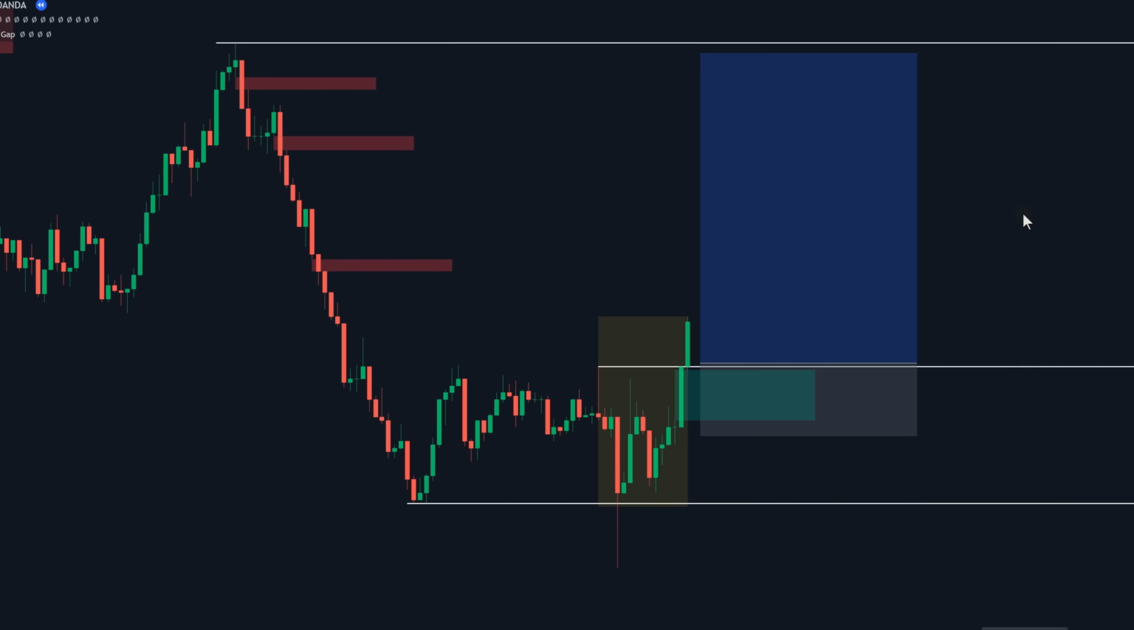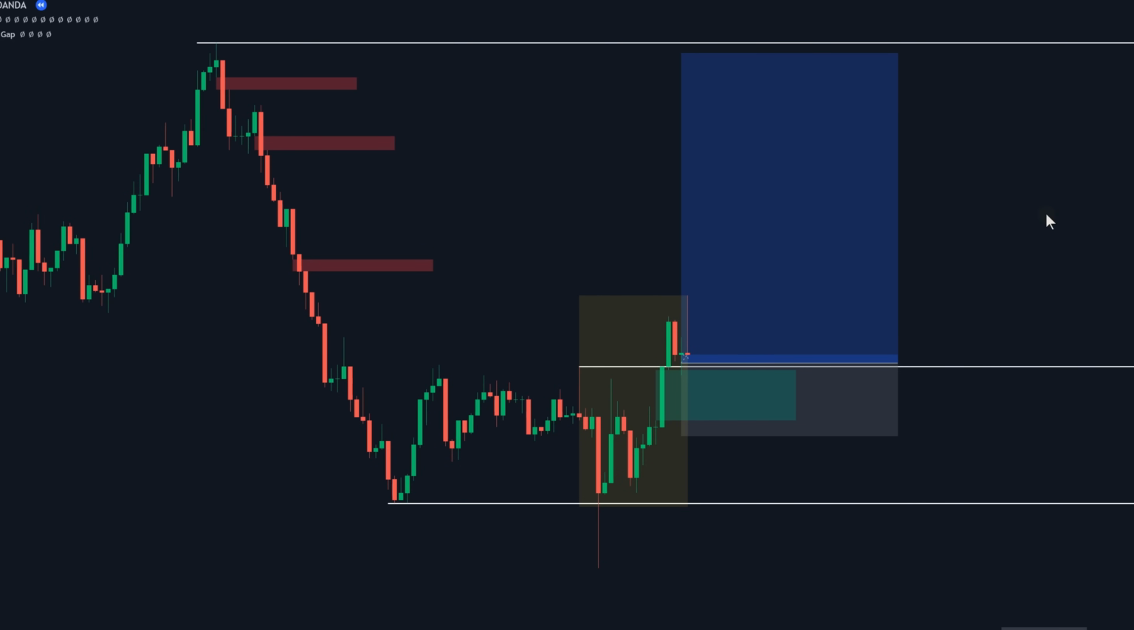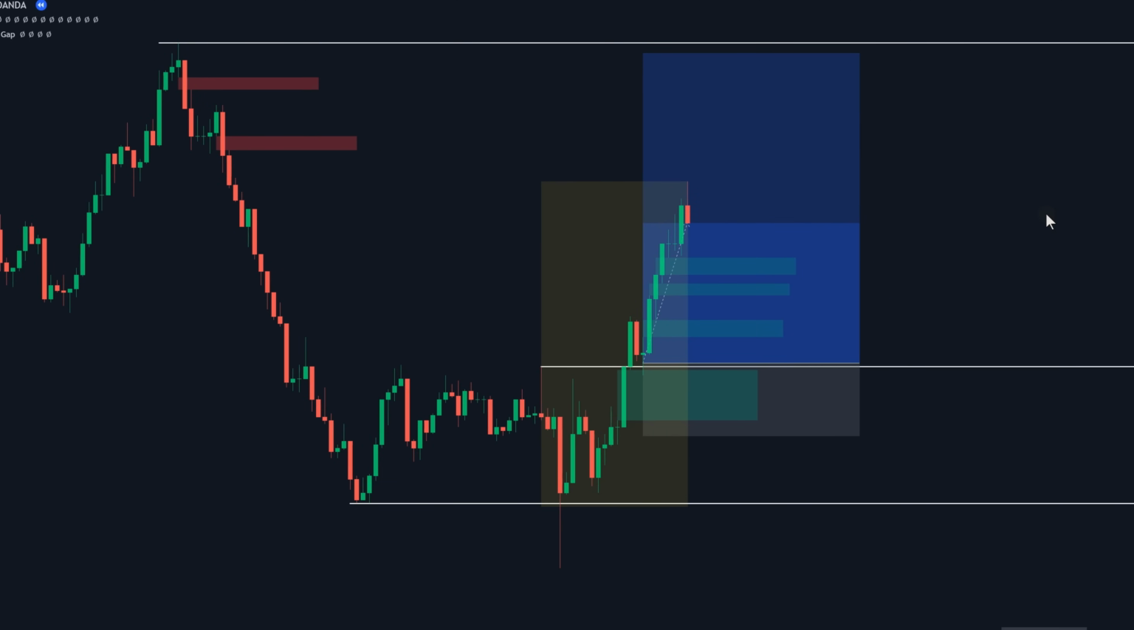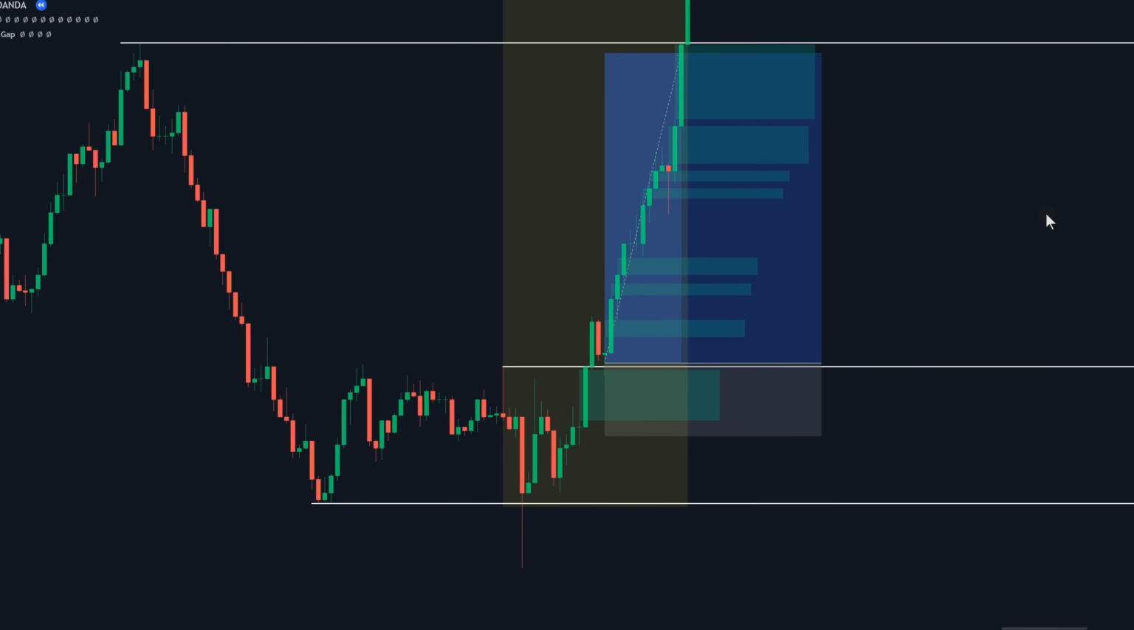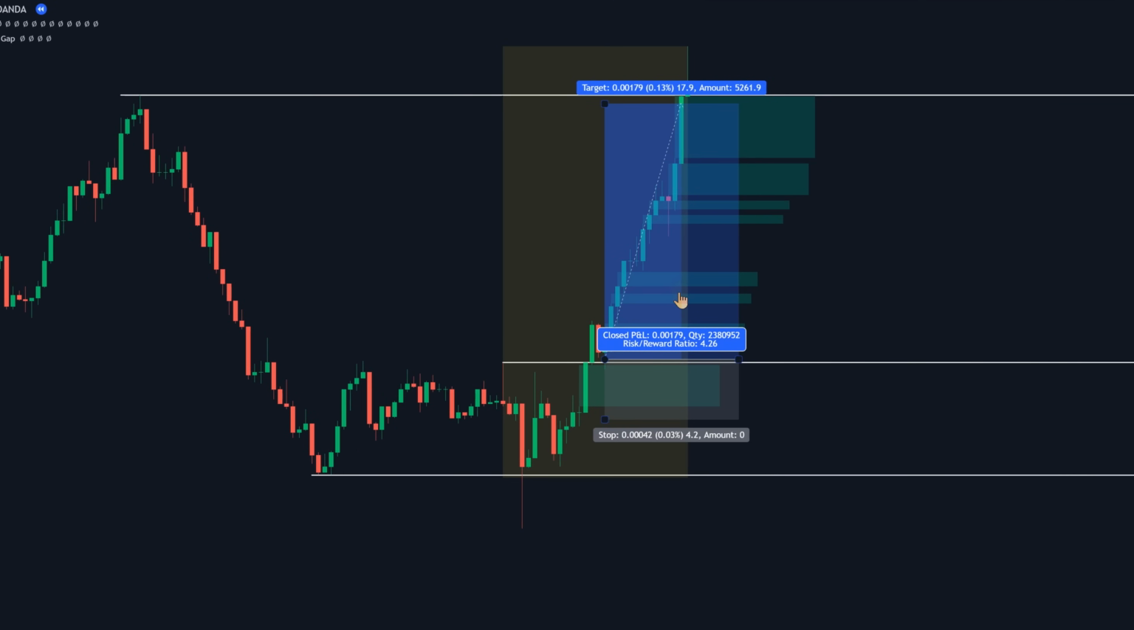Let's see what happens. Now, as we can see here, the price came back to the fair value gap and activated our long position. Now, let's leave the market to play out and see what happens. And as you can see, that trade was super profitable with a risk-reward ratio of just over 1 to 4. And of course, it's going to be the opposite for a short position.